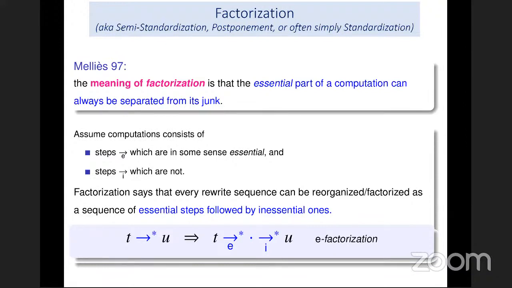So if you abstract from the role of head steps and you have a calculus where you can express some steps that are essential to the computation, some that are not, factorization says that every rewriting sequence can be reorganized, can be factorized, into essential steps followed by the non-essential ones. And in call-by-name lambda calculus, essential steps might be head steps, leftmost, outermost steps. In call-by-value, they are usually weak steps, but the principle is general.